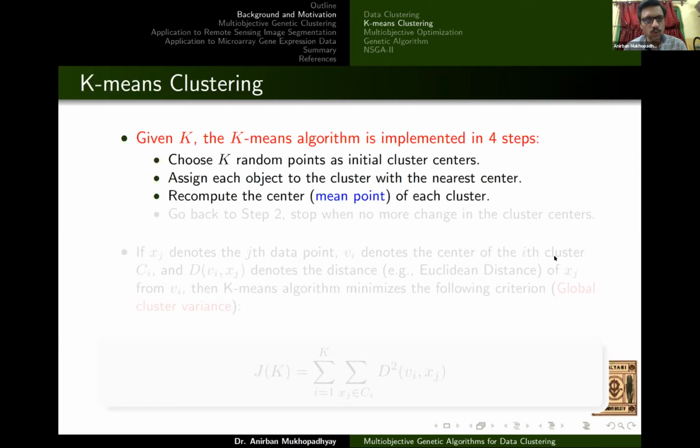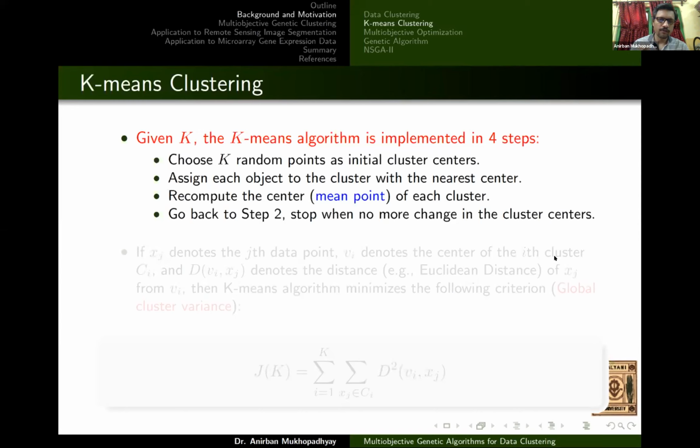So step 2 and step 3 actually continue. We again go back to step 2 and reassign the points to the nearest cluster centers. Again comes step 3 to recompute the cluster centers. These continue until the algorithm converges, that means in two successive iterations there is no change in the cluster centers. So this way, the output of the algorithm is K cluster centers or K clusters.